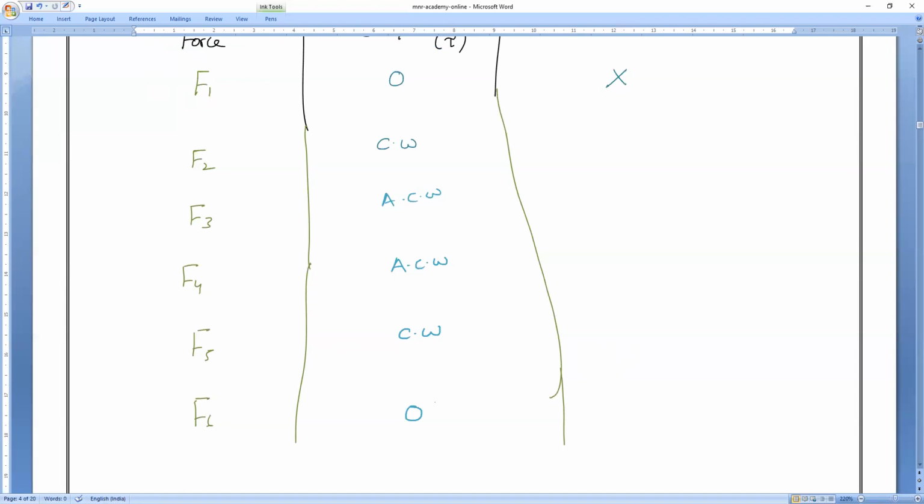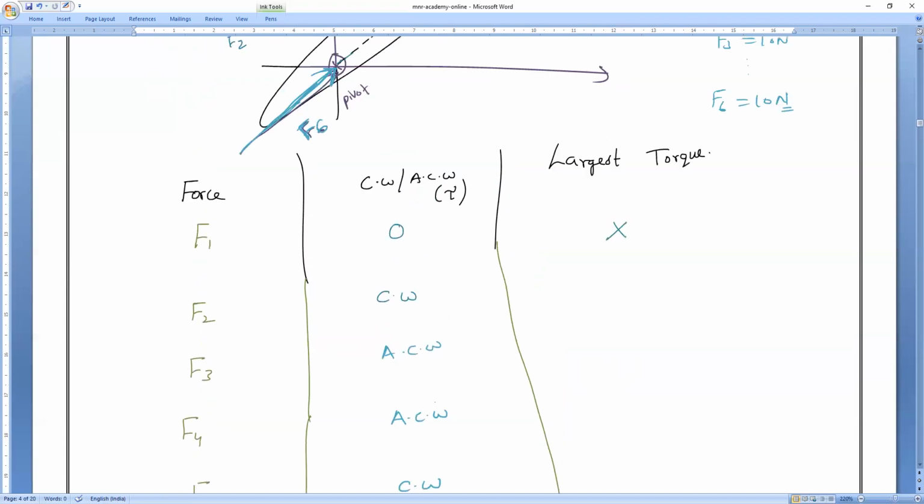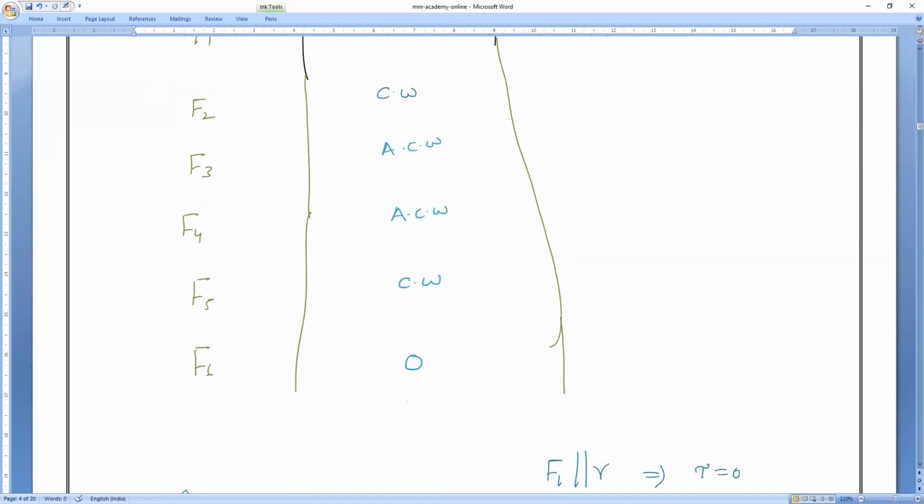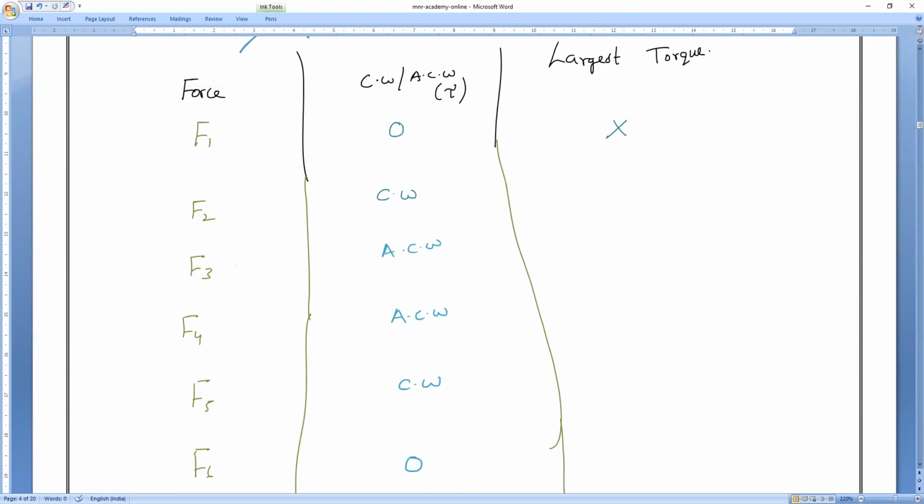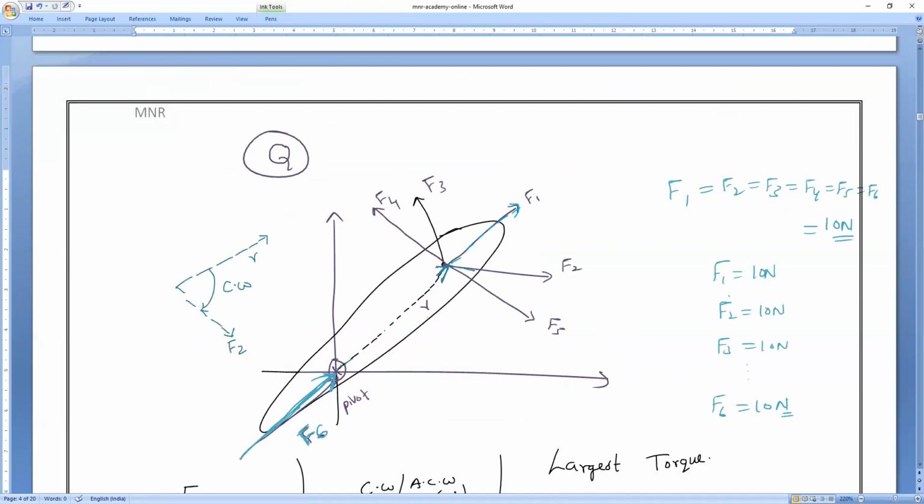Now, who will create the maximum torque? That is the question. Anybody? F4. F1 and F6 are 0 already, and F2 and F3 are acting with inclination, so that is not the total force. The force will split into two components. F2 cos theta and F2 sin theta. If you take F3, then here is the theta. This will become F3 cos theta and F3 sin theta. They all will produce only the minimum turning effect.